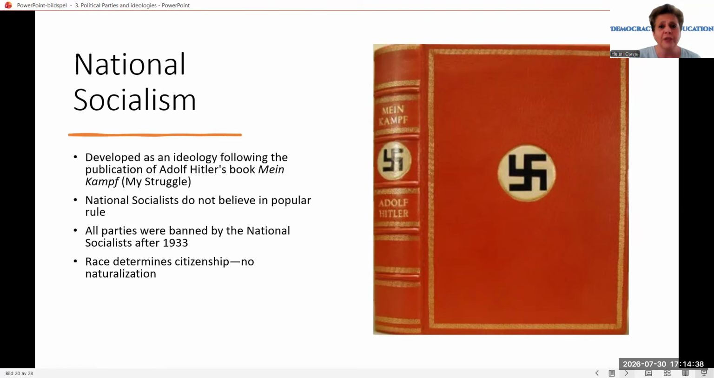And for National Socialists, race determines citizenship. There is no naturalization. For example, I could never become a citizen of Nazi Germany because I don't belong to the Aryan race. And of course, only one ideology was permitted, which was National Socialism. While there was certain religious tolerance for Christian churches, the aim of National Socialism was to eventually substitute the Bible in church for Mein Kampf.